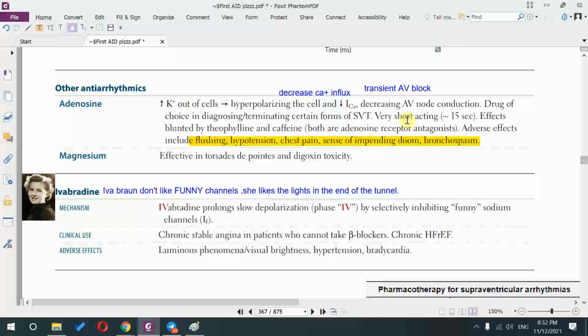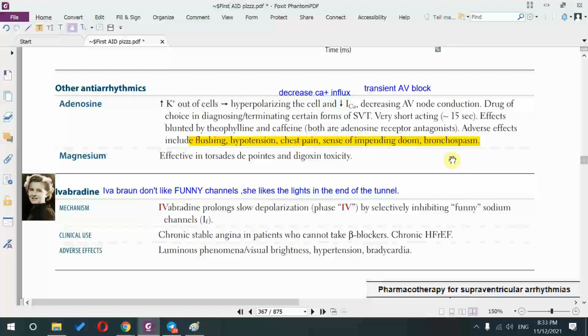The most cheap drug. They are highly effective, but the adverse effects of them are just horrible. So adverse effects of adenosine include flushing, hypotension, chest pain, and a sense of impending doom. What does it mean? The patient has this supraventricular tachycardia. The moment you push the adenosine inside of him, he'll be like, "Doctor, you killed me," and he will feel like he's dying. He will actually feel like he is dying, and then everything will be okay. So yeah, don't get too scared.